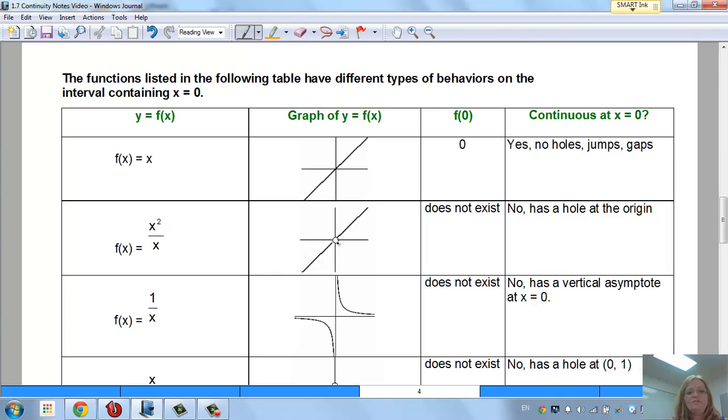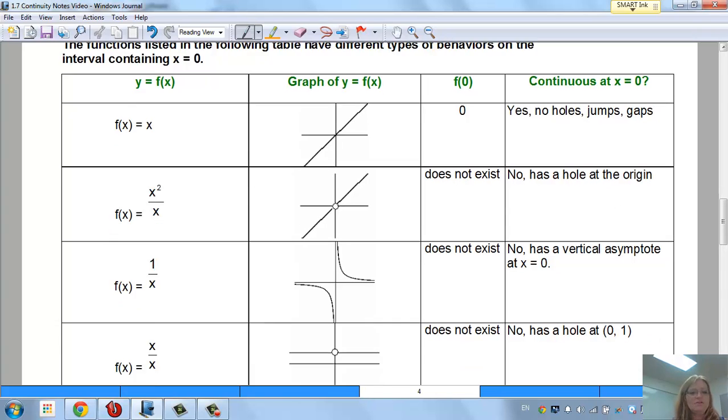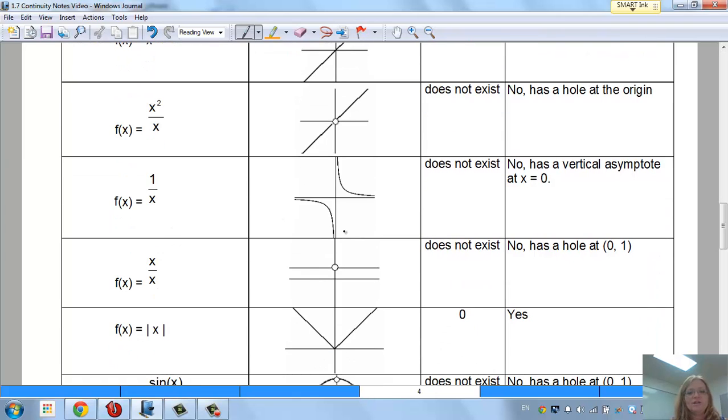This is my graph. There's a hole at x equals 0. f of 0 does not exist, so no, this is not continuous because it has a hole at the origin. Okay, let's look at the next one. The graph of 1 over x looks like this. Oh no, f of 0 does not exist again because this is a vertical asymptote here, do you see it? So that is not continuous. Then I have x over x, which you think is 1, but it's got a hole at 0 because x can't be 0 in the denominator. It does not exist, so there's a hole at (0, 1).